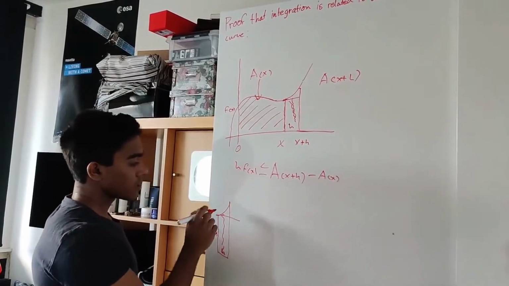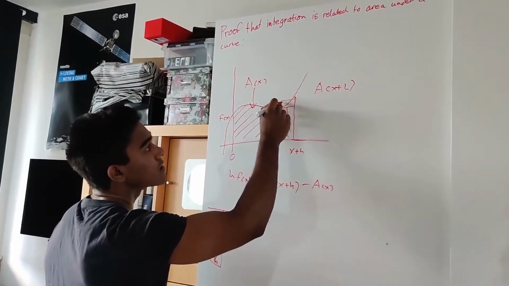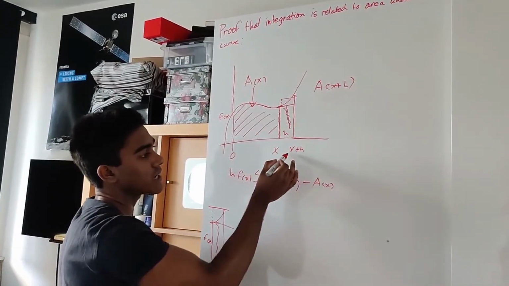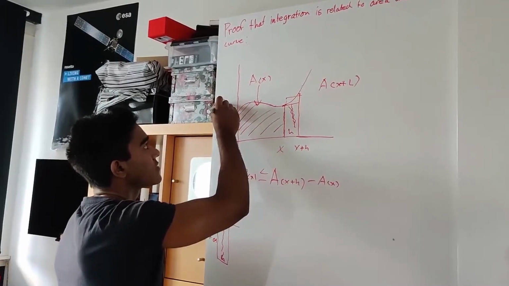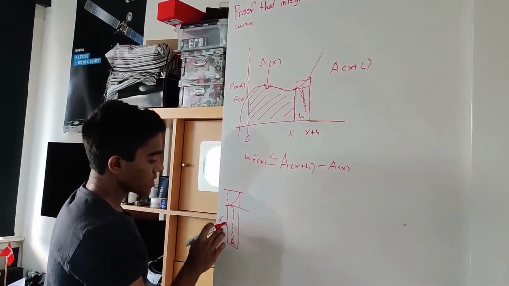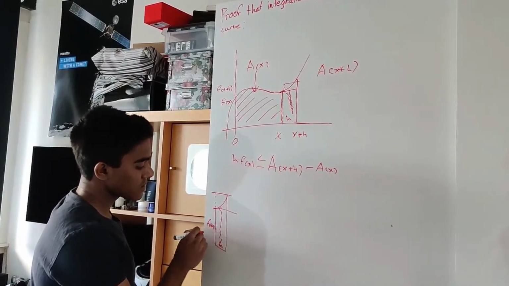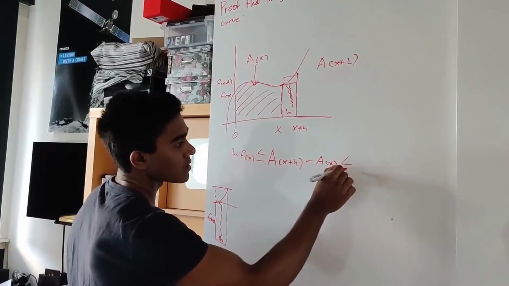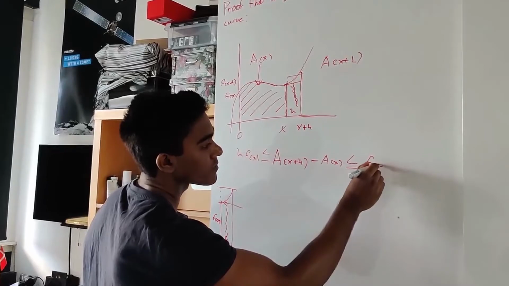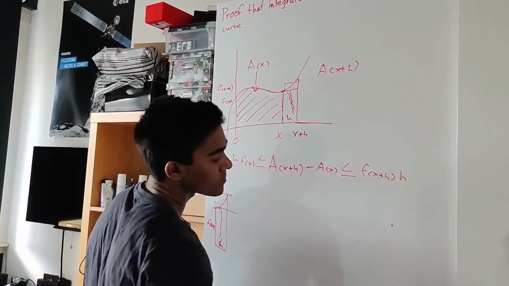Now, if we however go all the way up till here, we then see that the new height is going to be the y value of x plus h. So it's going to be f of x plus h. And the height is now changed, obviously, to f of x plus h. So it's then going to be less than or equal to f of x plus h times h.